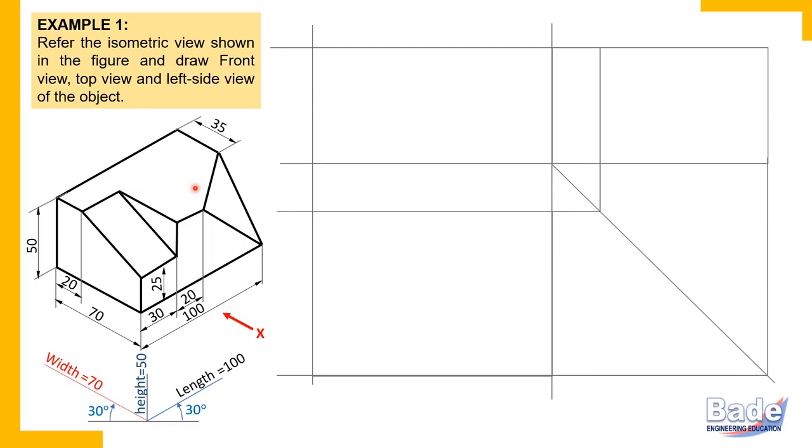Remember, the discussion we are doing now is very, very important. Now listen to me very carefully. If a surface has two perpendicular principal edges, then that surface is a principal surface. So this surface has two perpendicular principal edges. Where are those two edges? So watch here. This edge is parallel to the length axis and this edge is parallel to the width axis.